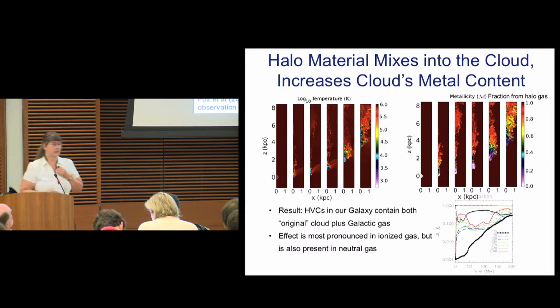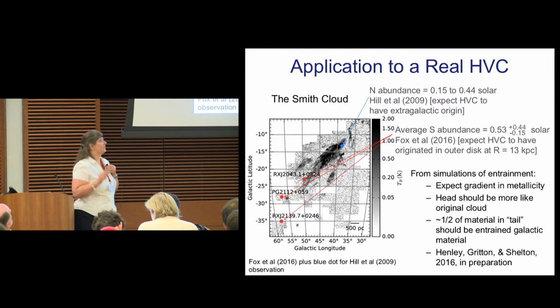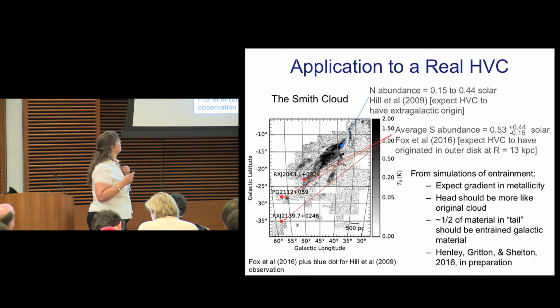We apply it to the Smith cloud. Again, my enthusiasm for the Smith cloud coming from Jay Lockman. So here's a picture of the Smith cloud. Here are 4 directions whose metallicity has been sampled. And what we're telling you is that the simulations will say this end is most pristinely cloud. This end has, in our cases, for these distances, about 50% halo gas.